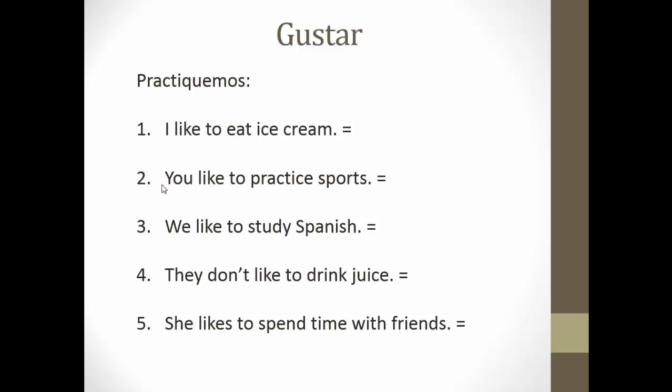Okay, so you like to practice sports. A couple of different ways you can say this. You can say, a ti te gusta practicar deportes, or you can say, te gusta practicar deportes. They're both correct. Let's look at número tres. We like to study Spanish. Pause the video, take a second, see if you can figure out how to translate, and when you play again, I will go through it with you.